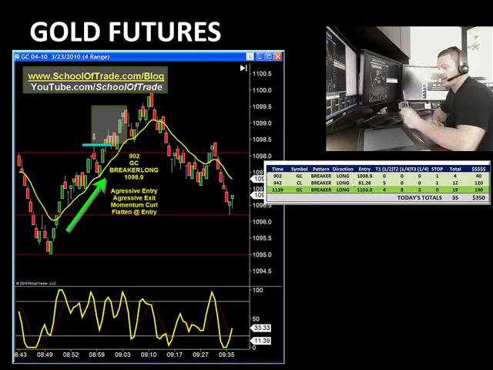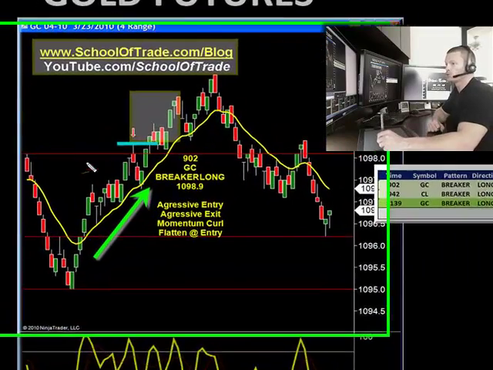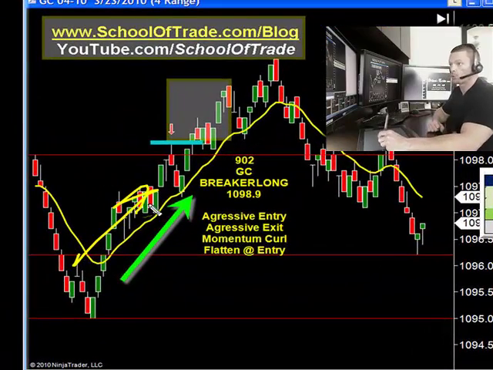All right, we took 3 trades today, guys, on the scalping system. Let's take a look at those trades real quick. First trade up on gold. This is a breaker pattern long at 98.9. Short-term trend is up. You can tell that by looking at the slope of that trigger line.